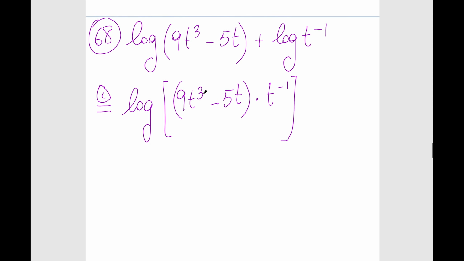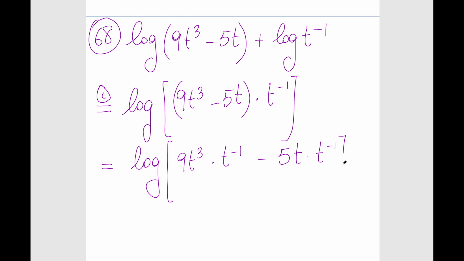Okay. And then, can we simplify this argument here? I mean, we wrote it as a single log with coefficient 1, but I feel we can still simplify this argument. How about we distribute the multiplication over subtraction? We get log base 10 of 9t cubed times t to the power negative 1 minus 5t times t to the power negative 1. Correct?